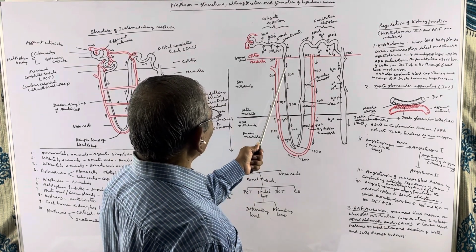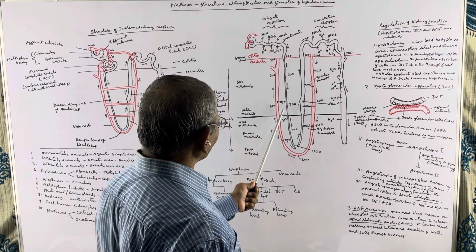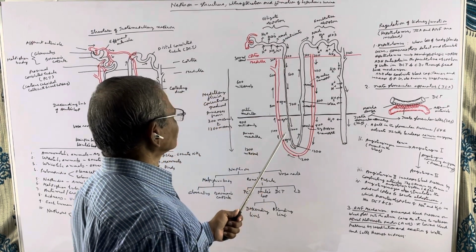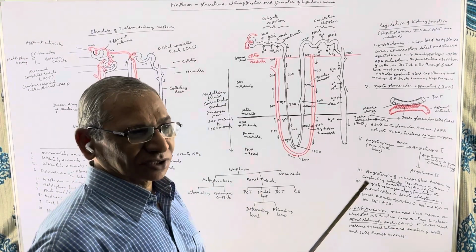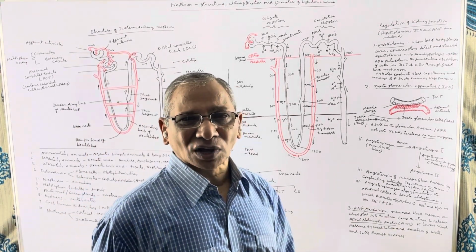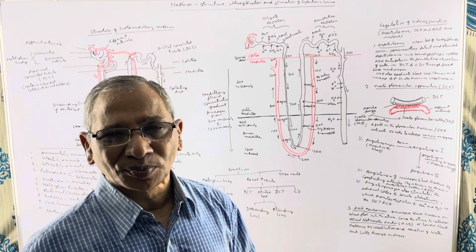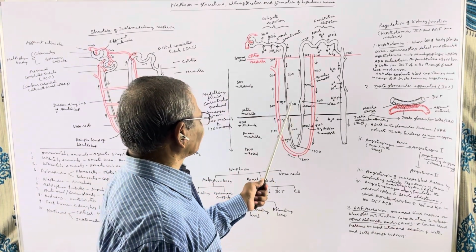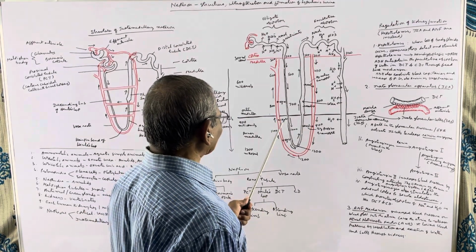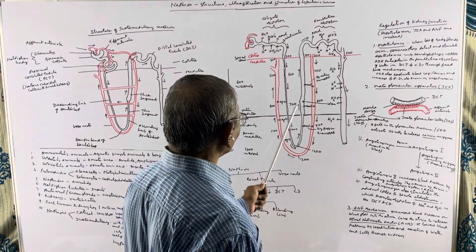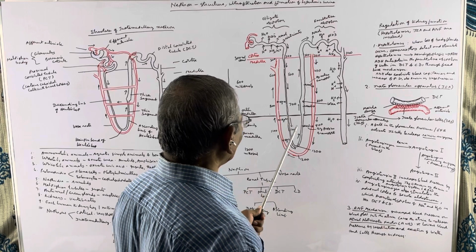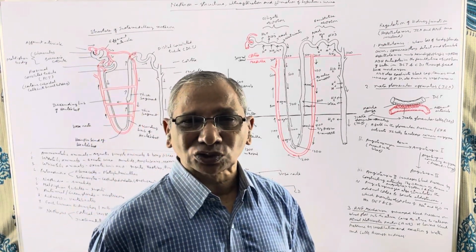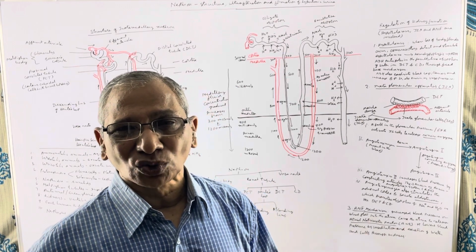See the movement of fluid. In this limb, it is moving in this direction. In this limb, it is moving in the opposite direction. So counter current, the movement of the fluid or glomerular filtrate in the Henle's loop is in opposite directions. In both the limbs, it is opposite directions. Then you take the vasa recta. This is the vasa recta. Vasa recta is very closely associated with the Henle's loop.